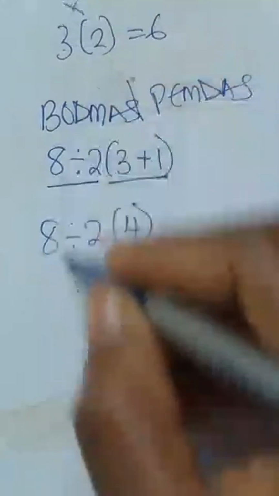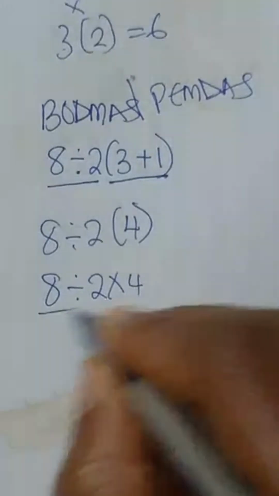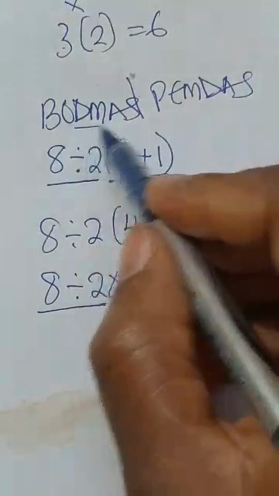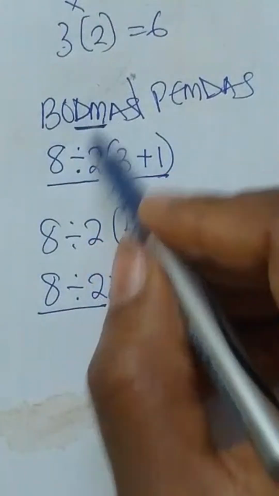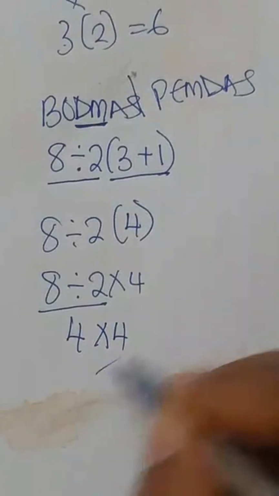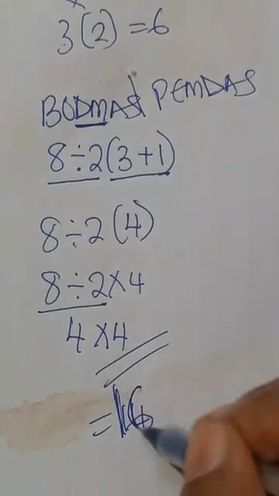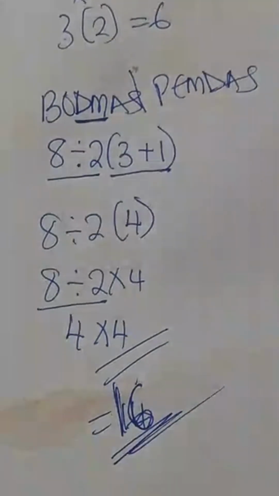So this is multiplication. We can write it as 8 divided by 2 times 4, okay? You divide first because in order of operation, they're on the same level. The one that comes first from left to right is applied. So division came first. You have 4. So 4 times 4 is 16. Please, that is the answer to this question. The answer is 16 and not 1. That is what I'm telling you.